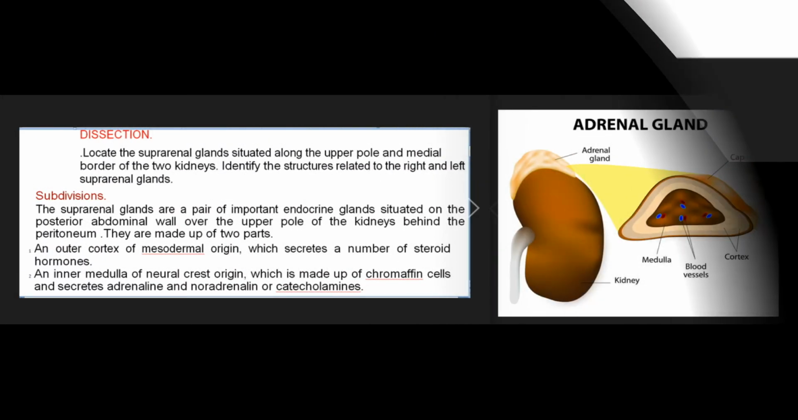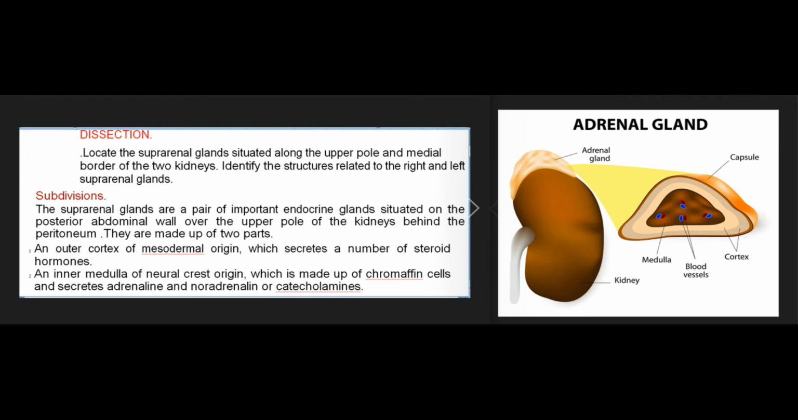Suprarenal gland, dissection. Locate the suprarenal glands situated along the upper pole and medial border of the two kidneys. Identify the structures related to the right and left suprarenal glands. Subdivisions. The suprarenal glands are a pair of important endocrine glands situated on the posterior abdominal wall over the upper pole of the kidneys behind the peritoneum.